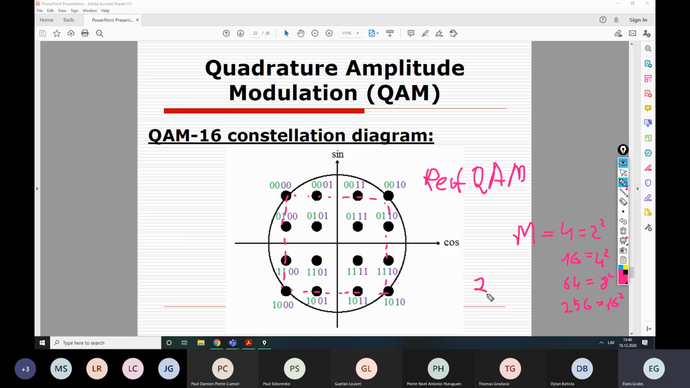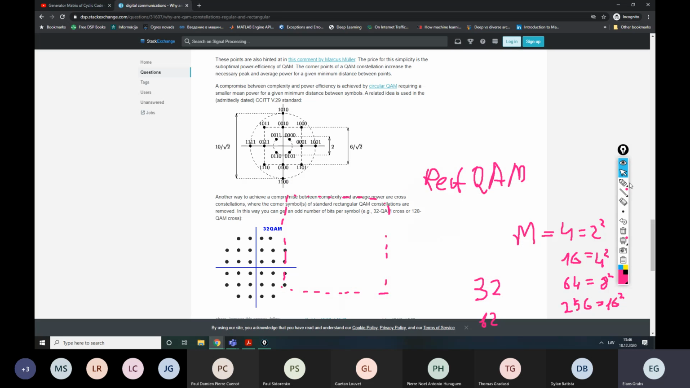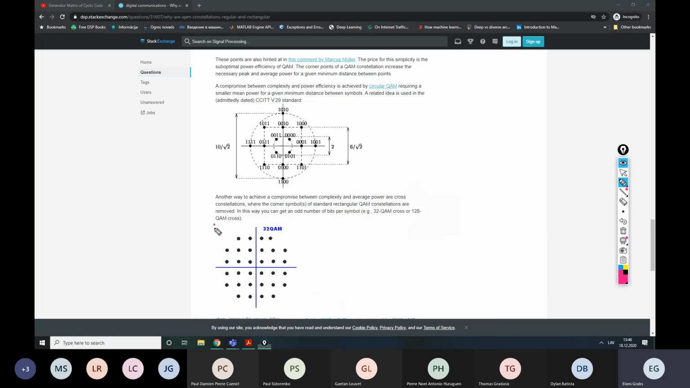But what happens for other powers of 2, such as 32, 128, and so on? In this case, you will not be able to completely fill this square, and you will have some blank points. So, for example, you can see here 32 QAM. As you can see, we are missing some points here, because actually that would be 36 points, which is not a power of 2, right? We have 32 points with 4 missing, and these are exactly the points we are missing.